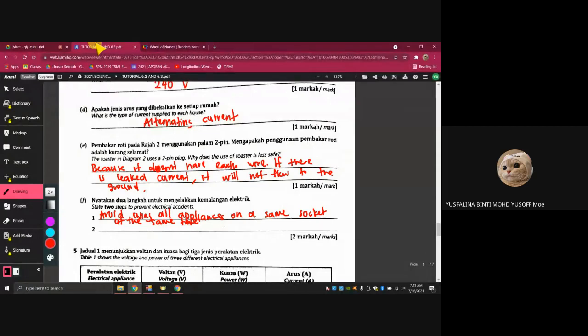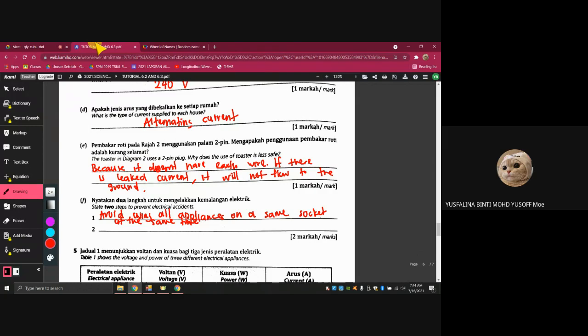Install solar panels to replace the electrical energy. That one is actually for saving electricity. If you use a solar panel, that is to save electricity, but this question is to prevent electrical accidents.